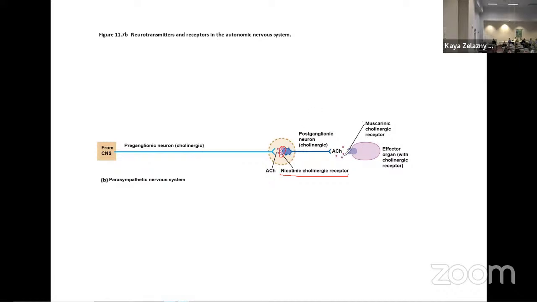Versus here on our effector organ, this is where we see our other type of cholinergic receptor. So we're still releasing acetylcholine from that postganglionic neuron. But if you're a smooth muscle cell or a heart muscle cell or a gland, you're going to have a different type of receptor here, most likely. These are going to be our muscarinic cholinergic receptors. Before we get into the types, does anybody have any questions here about who's releasing what?